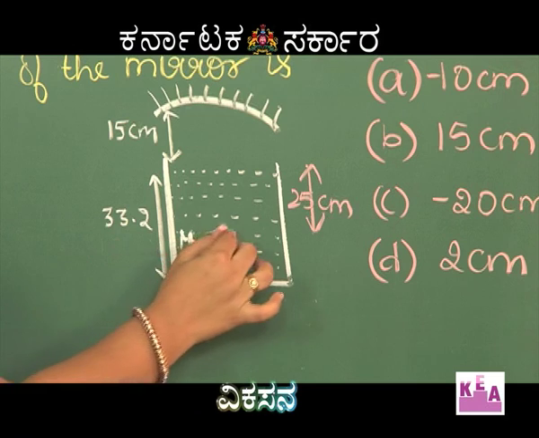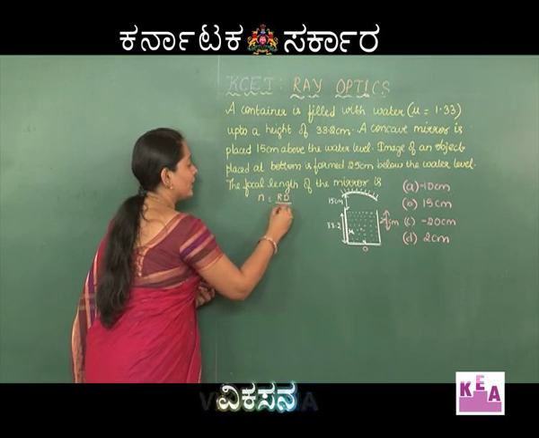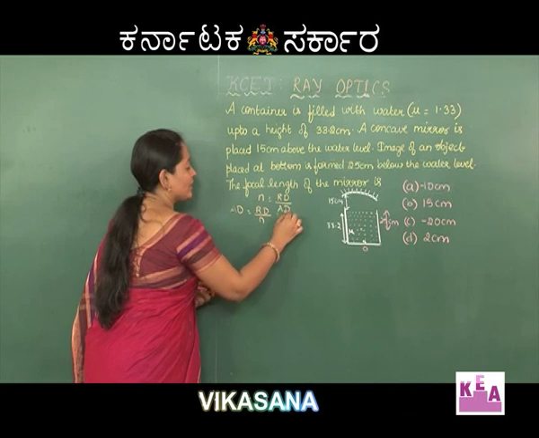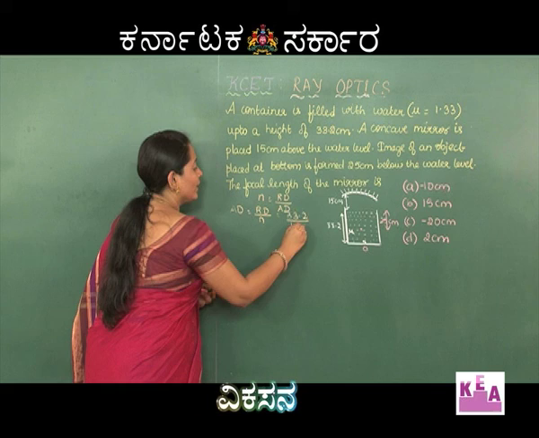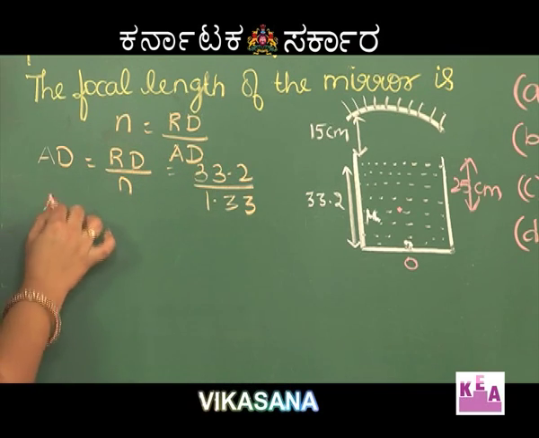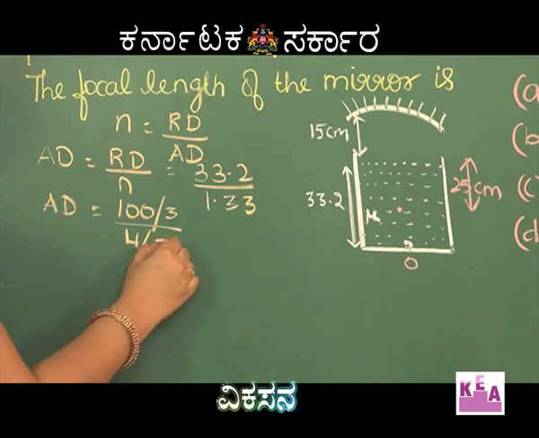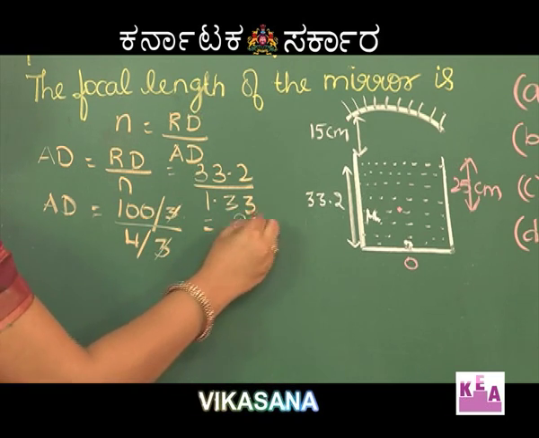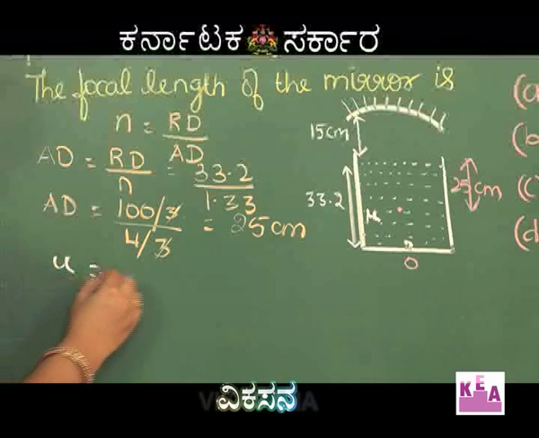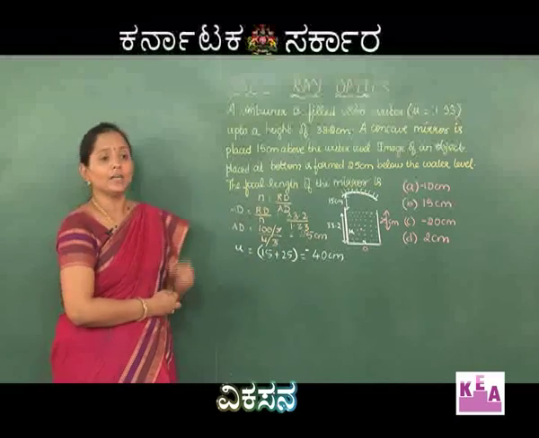So, let us find out that particular distance where it has been raised using the formula n is equal to real depth by apparent depth. That is, apparent depth is equal to real depth by n, which is equal to 33.2 divided by 1.33. This can be simplified further, where 33.2 can be approximately written as 100/3 and 1.33 can be written as 4/3. So, we get the apparent depth as 25 centimeters. So, the total distance of the object will be 15 plus 25, which is equal to 40 centimeters, with a negative sign according to the sign convention.